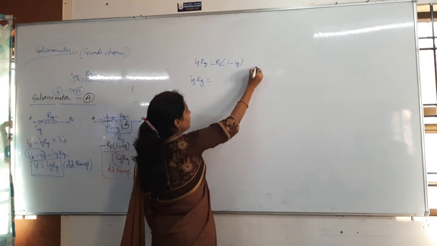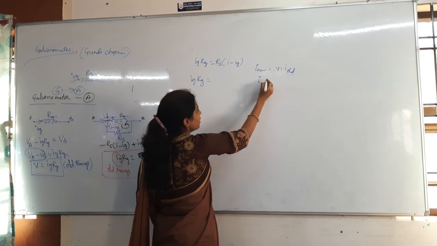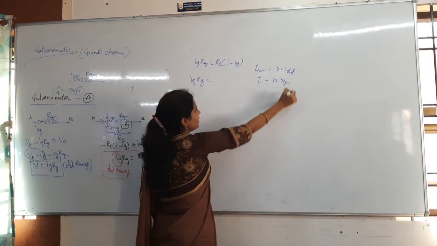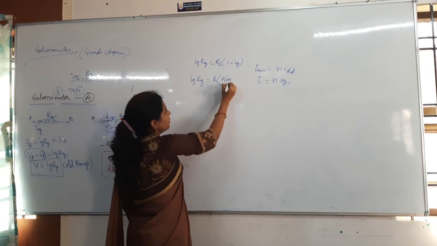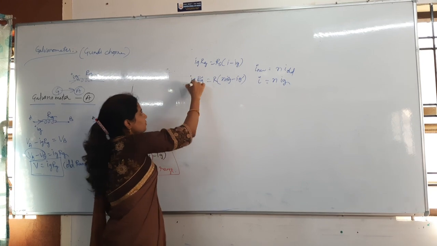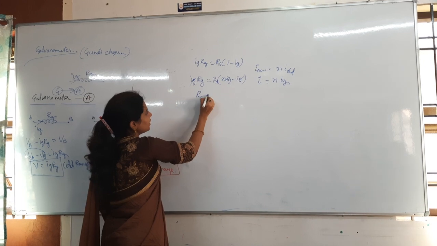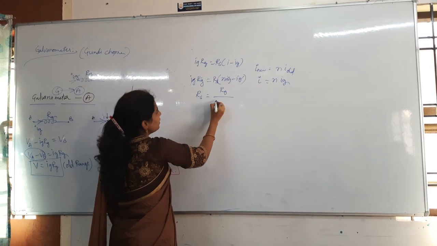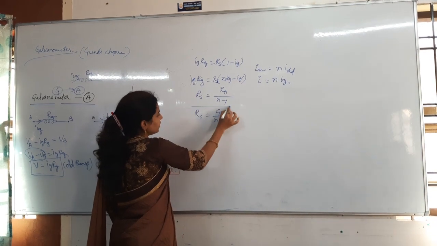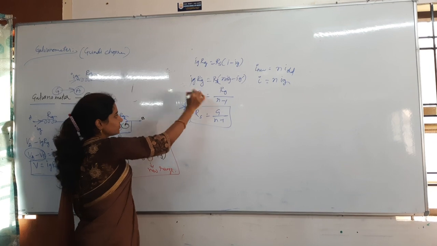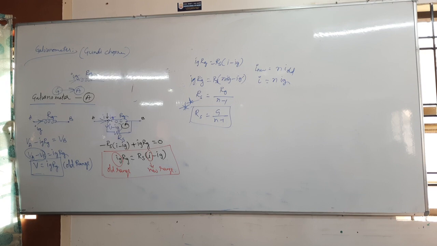But what I said, nothing but the new value is n times the old value. New value means what? I. N into I old, nothing but what here? Ig only. So in the place of I you have to substitute n into Ig minus Ig. Ig gets cancelled on both sides. Then what is remaining for us? Rs is equal to Rg by n minus 1. Otherwise Rs is equal to G by n minus 1. Very important formula. Very important formula. G by n minus 1.